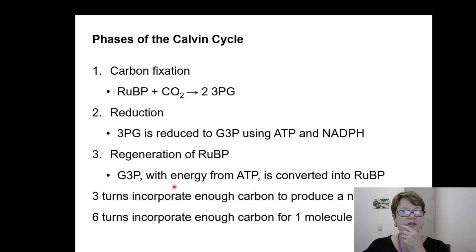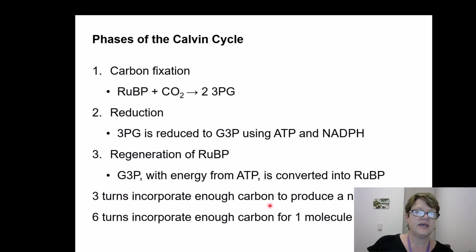And you'll remember when I talked about a cycle in the past, the definition of a cycle is that something you start with is also regenerated by the end. In the Krebs cycle, it was called oxaloacetate. In the Calvin cycle, it's RuBP. RuBP is the molecule that's there in the beginning, and RuBP gets regenerated by the end.